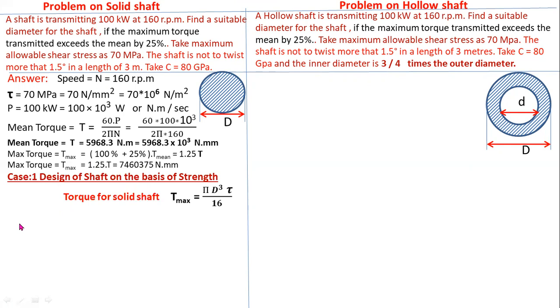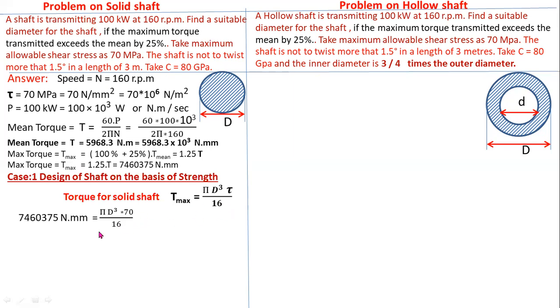Already you know that from the torsional equation, the torque for a solid shaft T max equals pi d cube by 16 into tau. You have to substitute the value of maximum torque and shear stress in this equation. You can get the value of the outer diameter of the solid shaft. So T max equals 74 lakhs 60,375 and tau equals 70 megapascal.